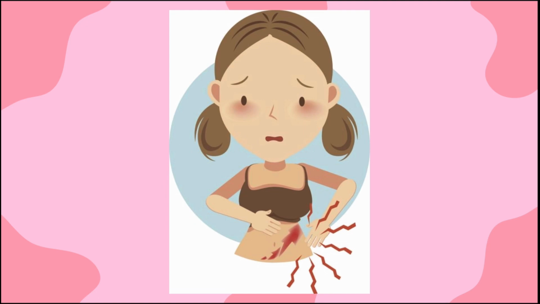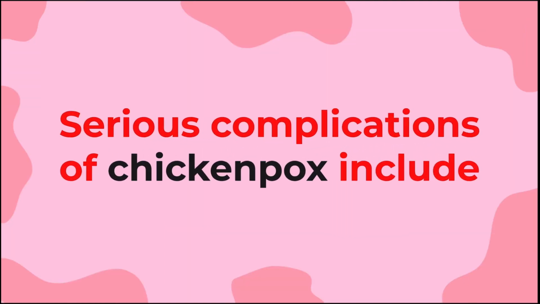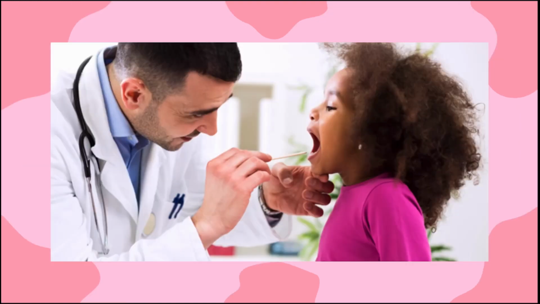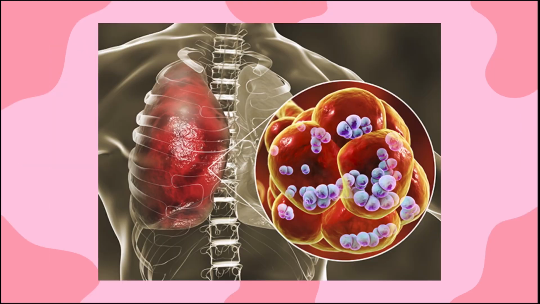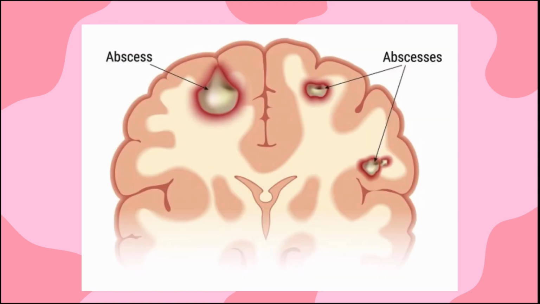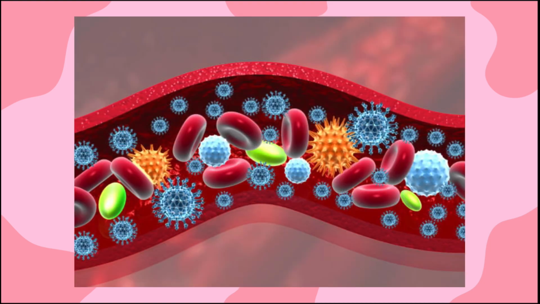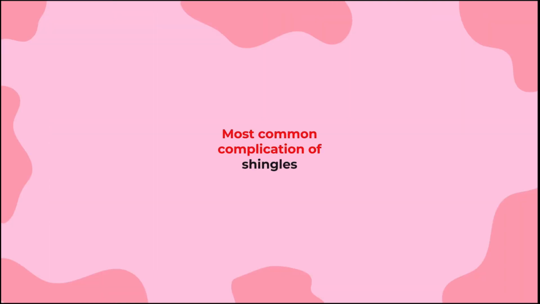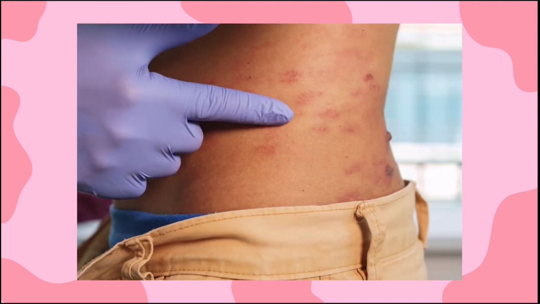Serious complications from chickenpox include bacterial infections of the skin and soft tissues in children, including Group A streptococcal infections, infections of the lungs such as pneumonia, infection or swelling of the brain, bleeding problems or hemorrhagic complications, bloodstream infections, and dehydration. The most common complication of shingles is long-term nerve pain called postherpetic neuralgia.